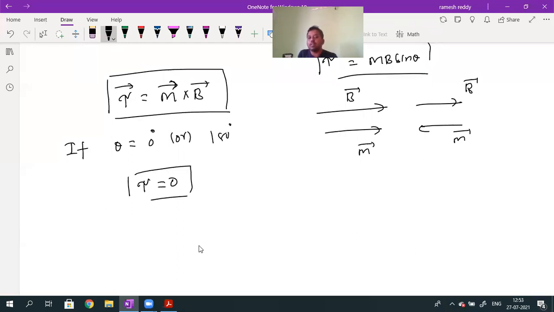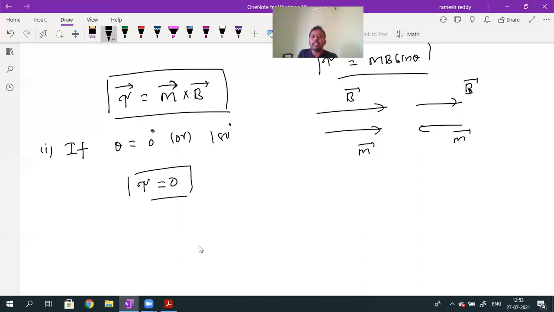Here, will the bar magnet rotate or not rotate? It will not rotate. Whenever a bar magnet is aligned either parallel or anti-parallel to B bar, it will not experience any torque. The torque acting will be equal to 0.